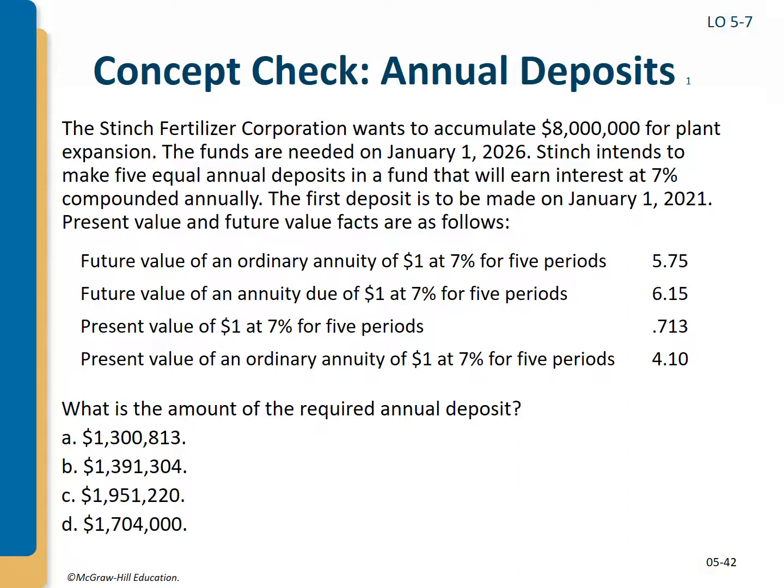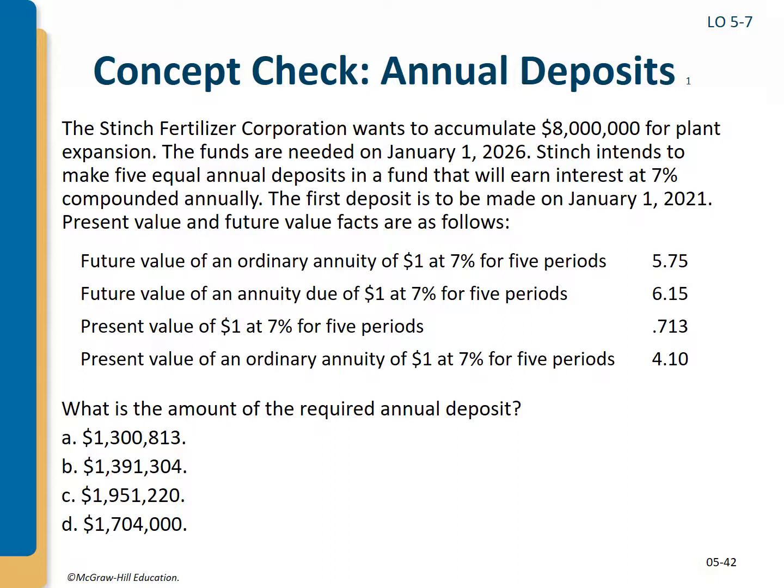If there was a payment being made on January 1 of 2026, this would be an ordinary annuity because the payments would have been made at the end of each period. The first payment would have been made January 1, 2022. But since the payment was made at the beginning, 1 of 25, which is the beginning of the 5th year, it's an annuity due. So please let me know if you have any questions on that.